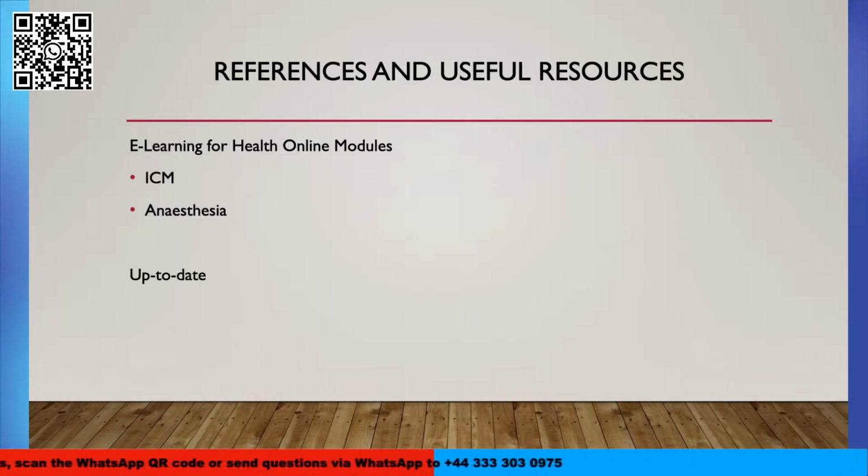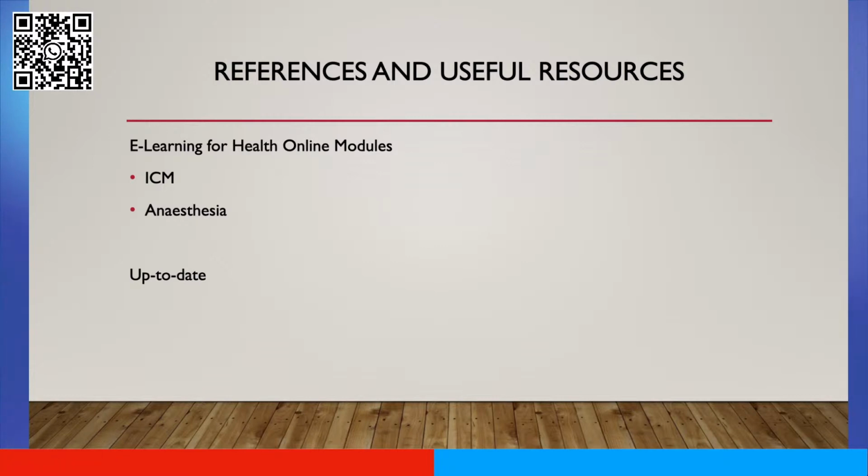So this is a list of references and useful resources. Again, the e-learning for health online modules in anaesthesia and intensive care are really useful, and that's where I've got some of the diagrams from and the little summaries of the equations. And UpToDate is also a really useful resource which might be helpful if you want to look at a specific condition or if you just want to read a little bit more about ABG interpretation.